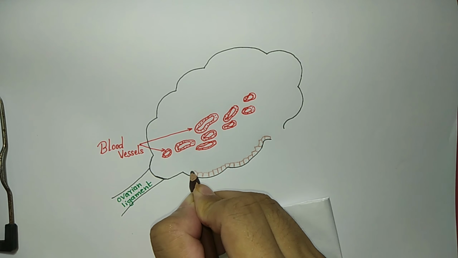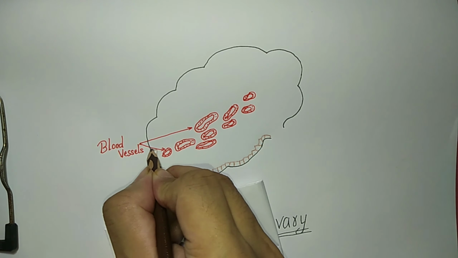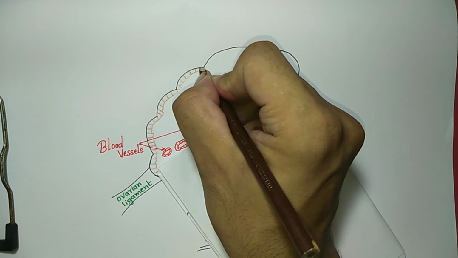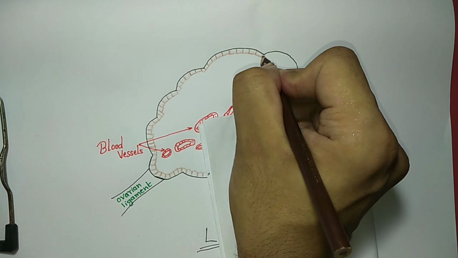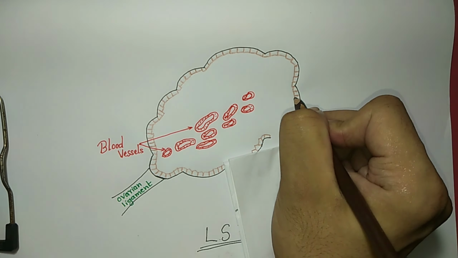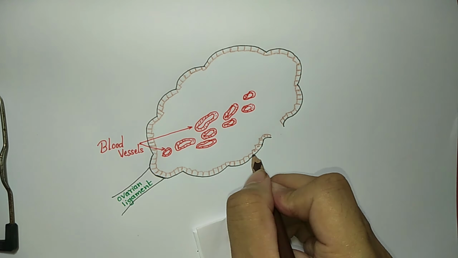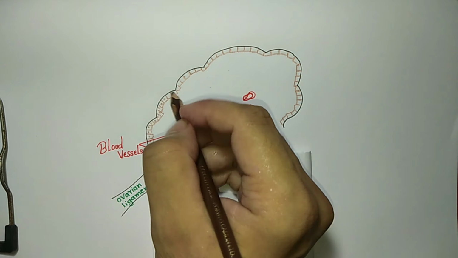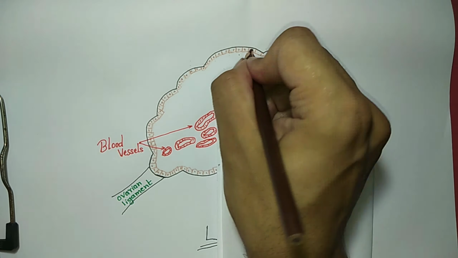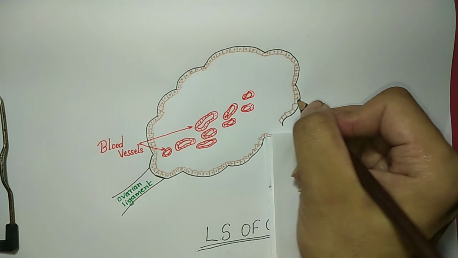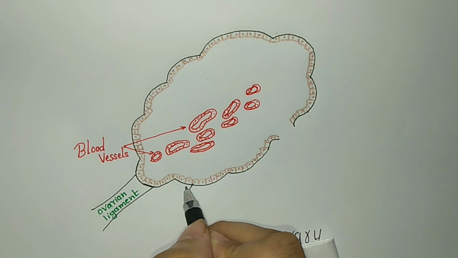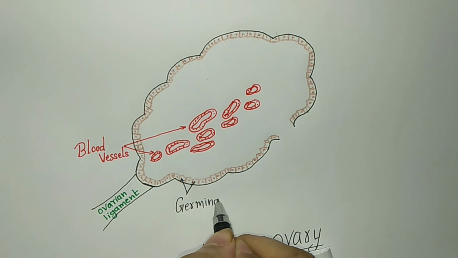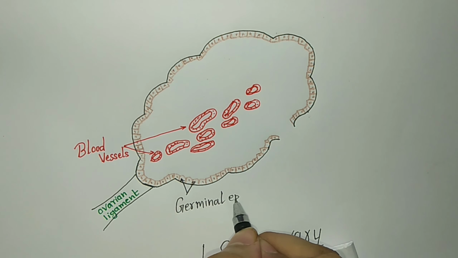The surface of ovary is covered by a layer of simple cuboidal epithelium called the germinal epithelium, which is continuous with the mesothelium of peritoneum. This structure is the germinal epithelium. And the term germinal epithelium is a misnomer because it does not give rise to germ cells, that is oocytes. So here is the germinal epithelium.